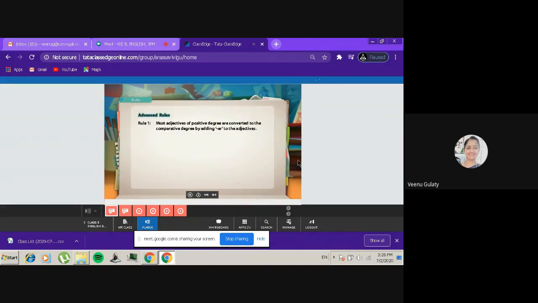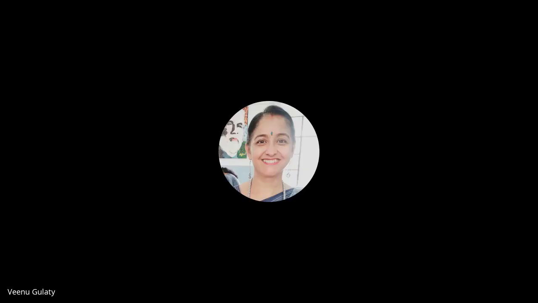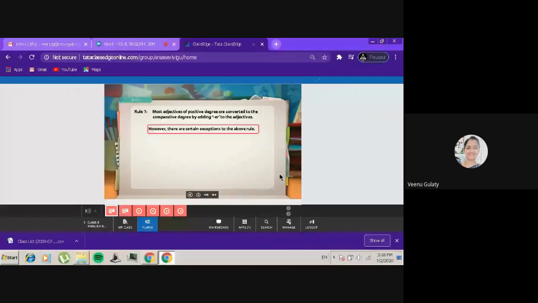Most adjectives of positive degree are converted to the comparative degree by adding er to the adjectives. For example, cool, cooler, smart, smarter, thick, thicker. However, there are certain exceptions to this rule. For instance, when the last letter of the positive adjective is E, only the letter R is added to make the comparative. Here are a few examples. Late, later, large, larger, pale, paler.